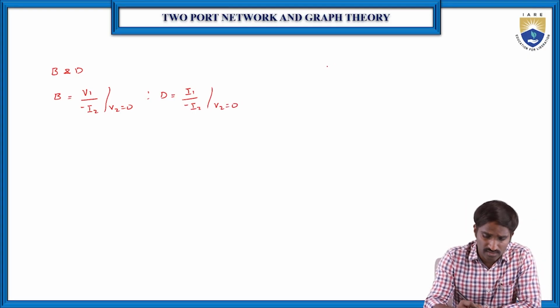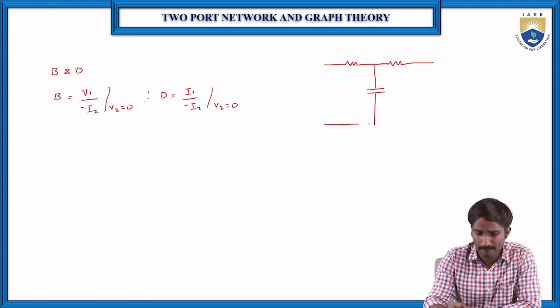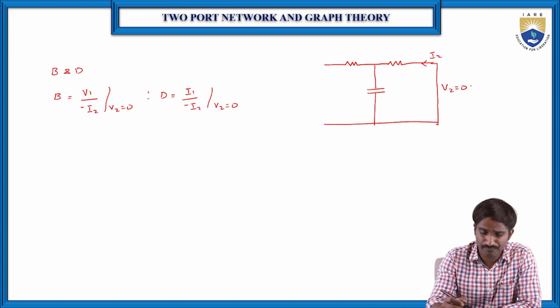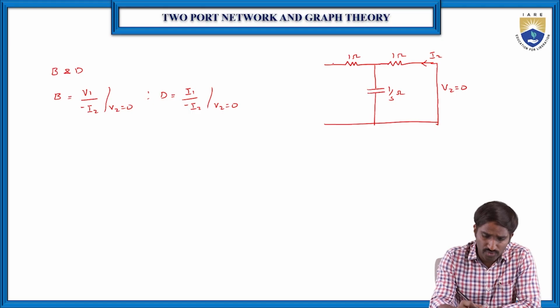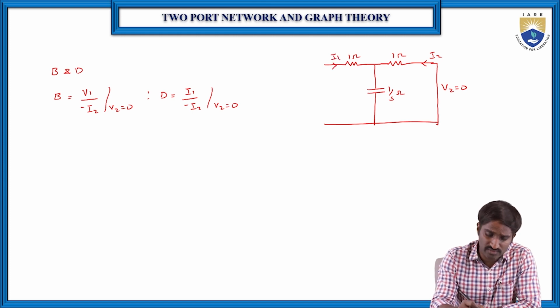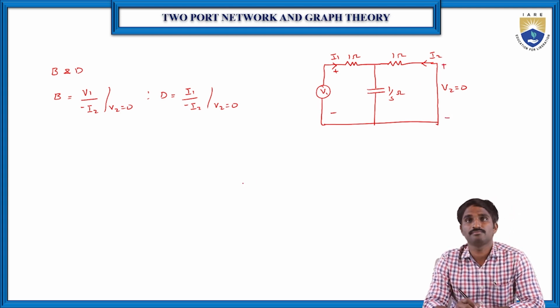Again I am drawing the circuit. This is 1 ohm, again 1 ohm, and here it is 1 by S. Here I am making the secondary terminal a short circuit, and this is I2, so that V2 is equal to 0. Here it is 1 by S ohms, and here it is 1 ohm, and here also 1 ohm. Again, at the input terminal, similar to the previous case, this is I1. Let us consider V1 placed here, with plus and minus on each side.